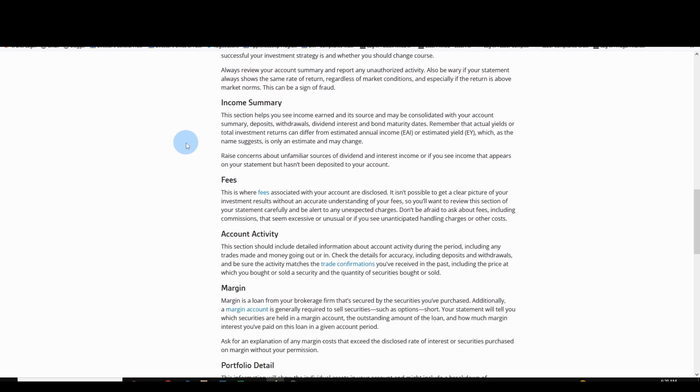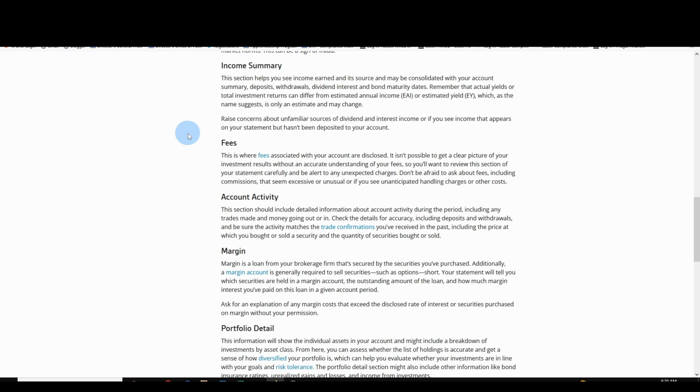Income summary. This section helps you see income earned and its source, and may be consolidated with your account summary, deposits, withdrawals, dividend interest, and bond maturity dates. Remember that actual yields or total investment returns can differ from estimated annual income or estimated yield, which, as the name suggests, is only an estimate and may change. Raise concerns about unfamiliar sources of dividend and interest income, or if you see income that appears on your statement but hasn't been deposited in your account.